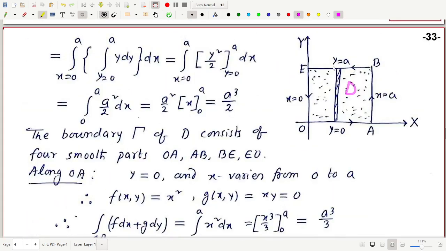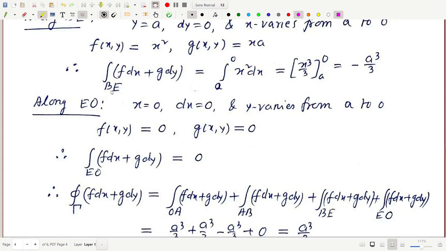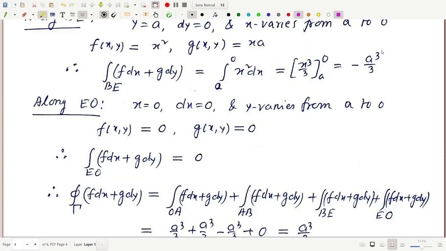Along BE, what do you observe? Along BE, y equal to a, and x varies from a to 0. Here x is a, here 0. So along BE, y equal to a, dy is 0 because y is constant, and x varies from a to 0. There f(x,y) is x square, g(x,y) is xy, means here a, y is a. Therefore the line integral along BE becomes f dx plus g dy, which is the integration from a to 0. Important, this is a to 0, lower limit a, upper limit 0, of x square dx, because dy is 0. So it is again x cube by 3, means 0 for the upper limit, that's why minus a cube by 3.